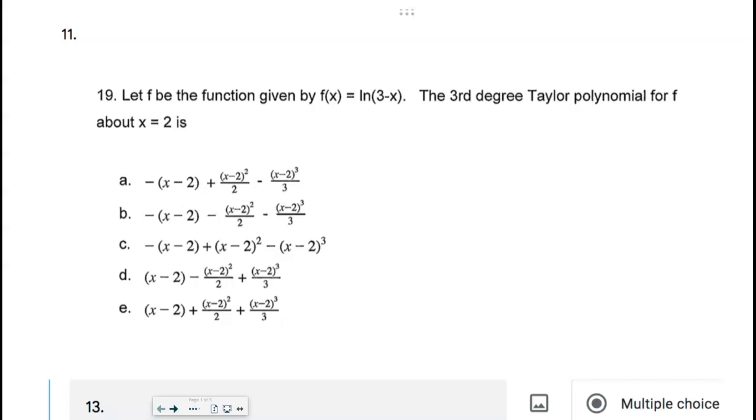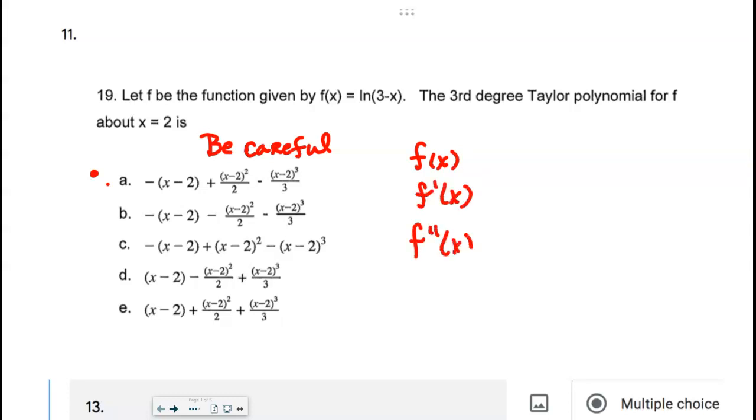And this one was a preventable most missed, I think. My directive to you guys is just be careful with your signs and slow down, because the answer chosen by most of you who got it wrong was, I believe, this guy. But let's take a look. So we're doing our third degree Taylor polynomial. We need to figure out f of x, f prime of x, f double prime of x, and f triple prime of x. And maybe along the way we'll be able to stop.